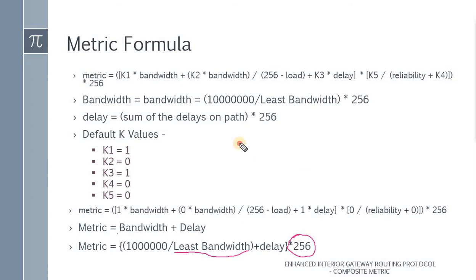So let me write it down here. It will be something like this: 10 to the power 7. Right now I'm using a mouse, and that is why I'm having inconvenience. So 10 to the power 7 divided by bandwidth plus delay, and you will have to multiply this whole thing by 256.